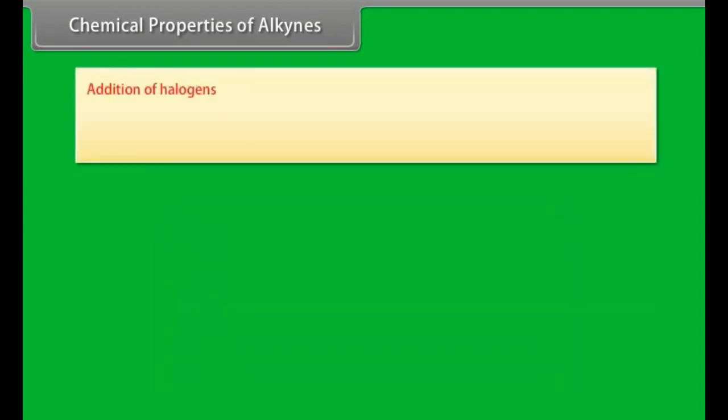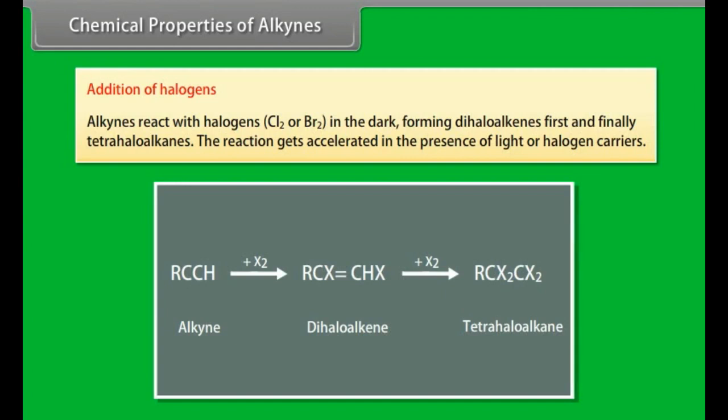Addition of halogens. Alkynes react with halogens, Cl2 or Br2, in the dark, forming dihaloalkenes first and finally tetrahaloalkanes. The reaction gets accelerated in the presence of light or halogen carriers.